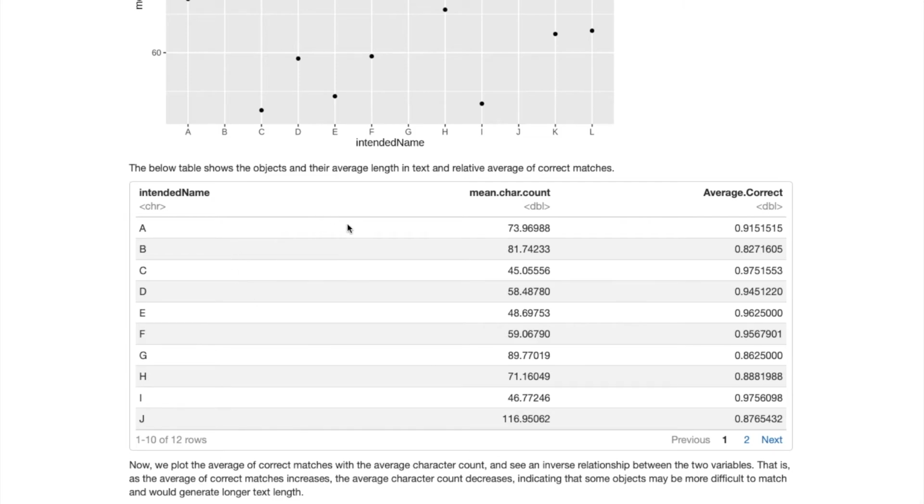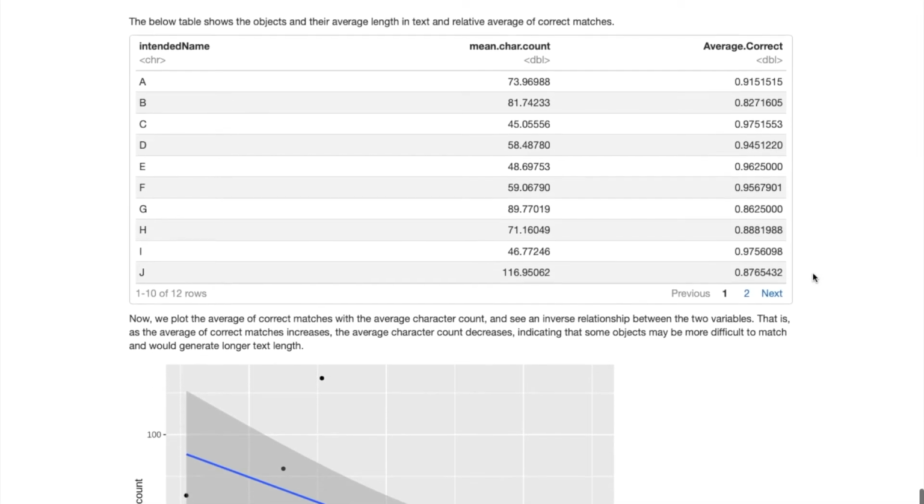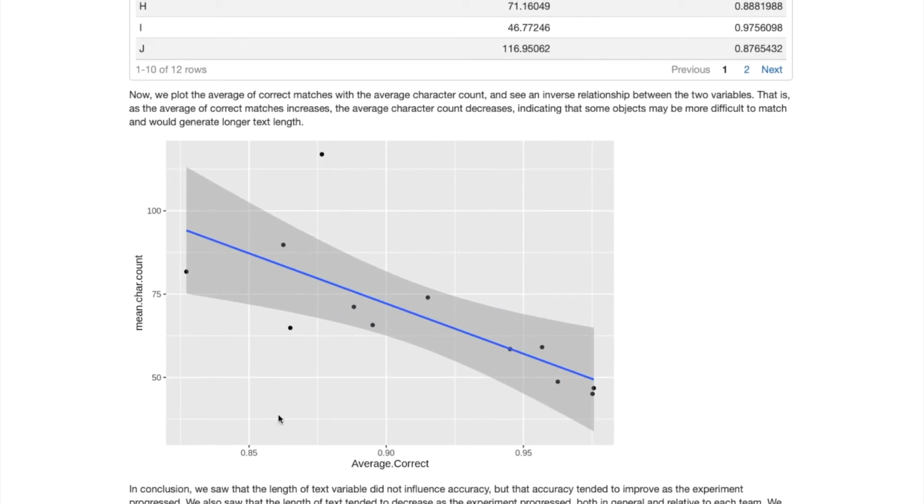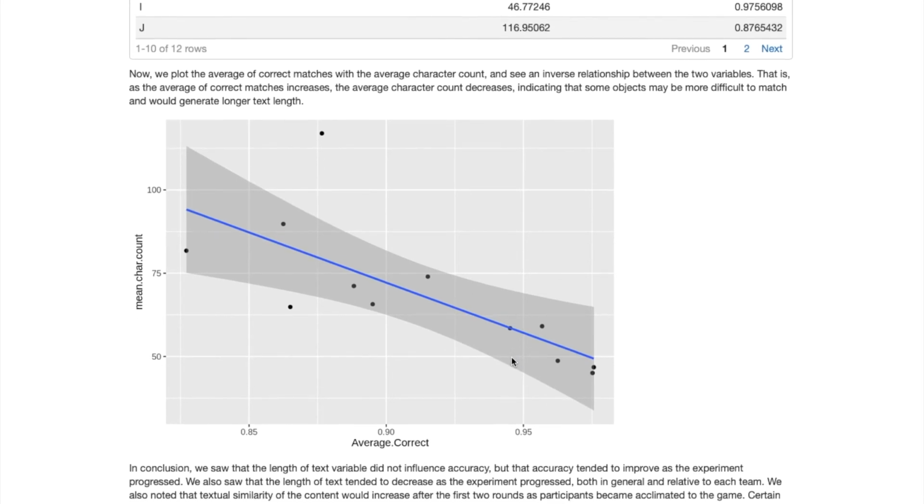Here I have a table that shows the objects and their average length in text relative to their average of correct matches. Now I'm going to plot these two against each other. So here I have another plot with the average character count on the y-axis and the average ratio of correct on the x-axis, and I can see that there is an inverse trend, and that this is probably my object J, and this is probably my object B. For this linear regression line, I used geom_smooth with the parameter method equals lm, which gives you the same linear regression, although I did it manually earlier.